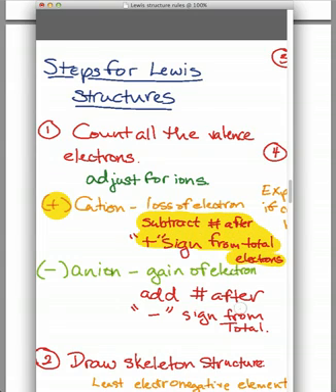Okay. If it's an anion, Facebook message, sorry about that.